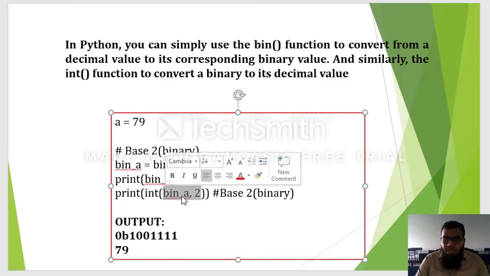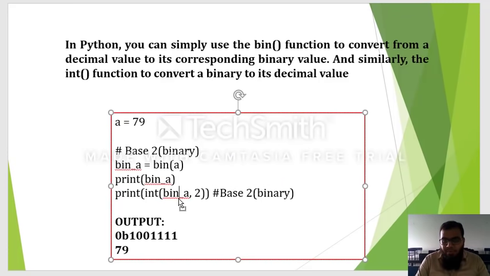Okay, because how do we get a decimal number from the binary number? We need to multiply with 2 power 0 into 1, 2 power 1 into 1, like that, right? So what is that base? 2. So that base 2 has to be given as an input parameter to the integer function. Okay, so once again I am repeating this. Int is a function which will convert the binary number into a decimal number.